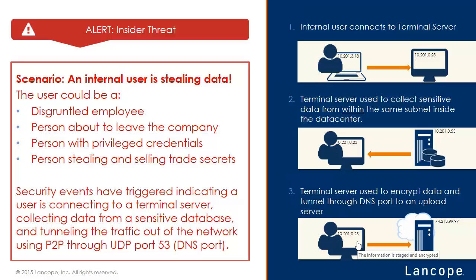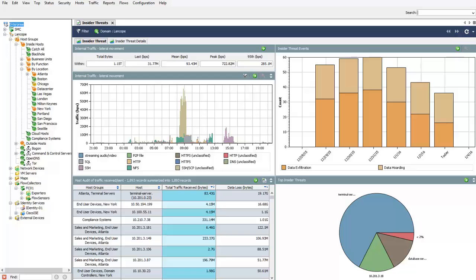This is an important note as the method StealthWatch uses for detection allows for identifying a threat even if the data is encrypted. The traffic was tunneled through UDP port 53 using a peer-to-peer file sharing application to an outside host of 74.213.99.97. An insider threat dashboard was built to help focus on lateral movement within the organization and concentrates on security events designed to catch internal data loss and exfiltration.